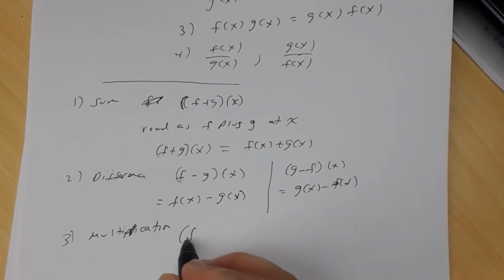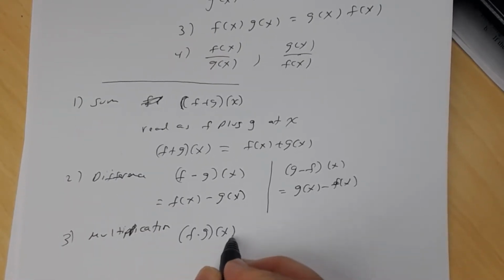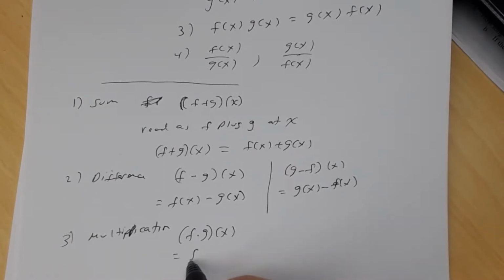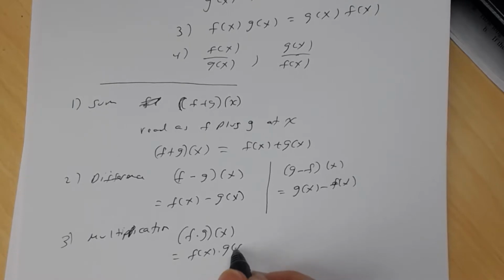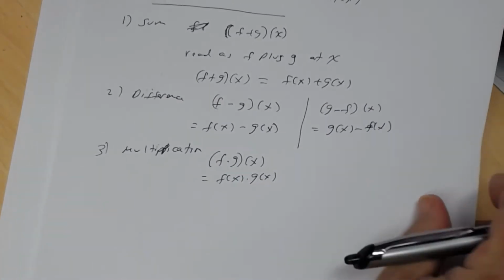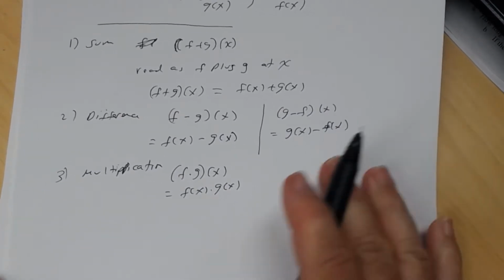So if you have f times g at x, remember, f times g at x, then that's going to equal f of x times g of x. All right, and then that's the same thing as saying g times f at x. It would be the same expression.